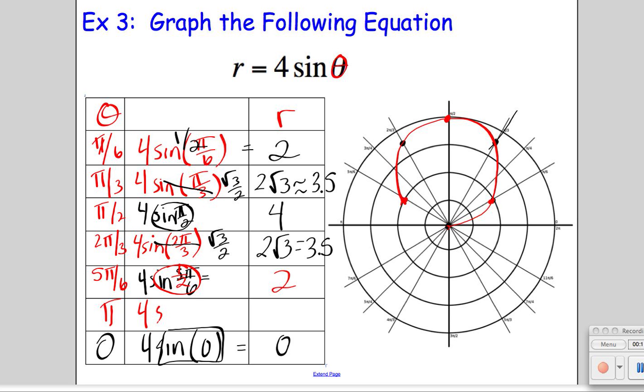I need to plug in pi. 4 sine of pi. Sine of pi is 0, so this whole thing is 0. So I land back at 0.